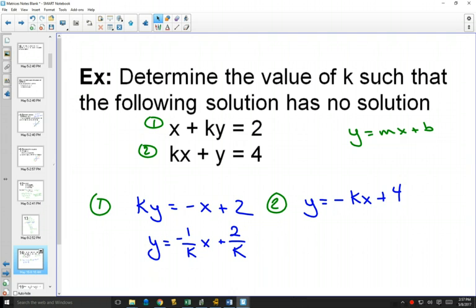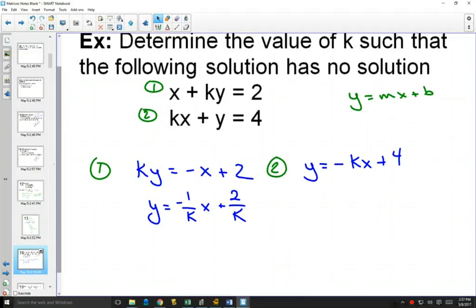So first of all, we notice that we've got two different slope expressions here. For equation 1, the slope is negative 1 over k. For equation 2, the slope is negative k. If they're going to be no solution, we know that they have to be parallel. And if they're parallel, their slopes would be the same. So we would know that negative 1 over k would be the same as negative k.